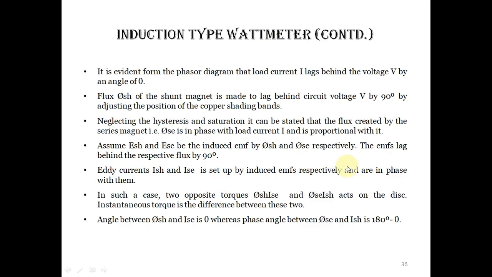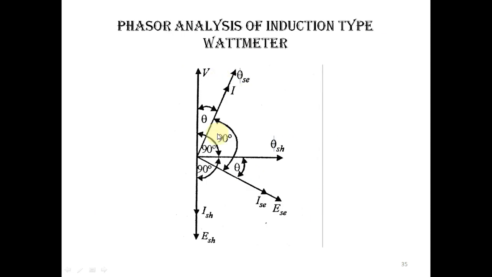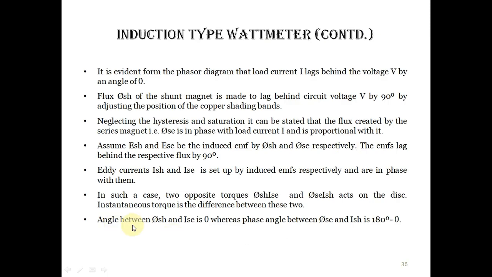It is evident here: phi SH IAC and phi AC ISH. What is the angle between these two? Theta. What is the angle between these two? 180 minus theta. Clear? Angle between phi SH and IAC is theta, whereas the phase angle between phi AC and ISH is 180 minus theta.